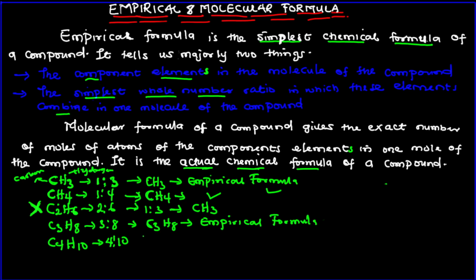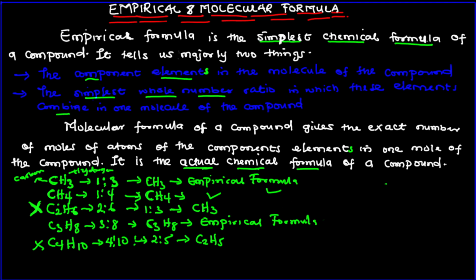What about this C4H10? 2 can go in 4 and 10. So we have 2:5. 2 in 2, 2 in 4 is 2, 2 in 10 is 5. So the empirical formula of this is C2H5. So this is not an empirical formula. We cannot tag it as an empirical formula. So you guys can see the difference between molecular and empirical formula.